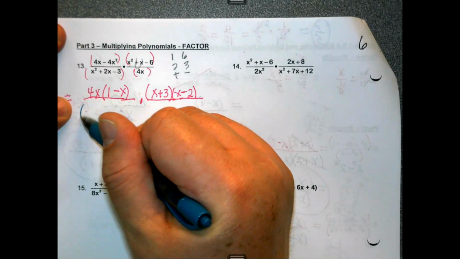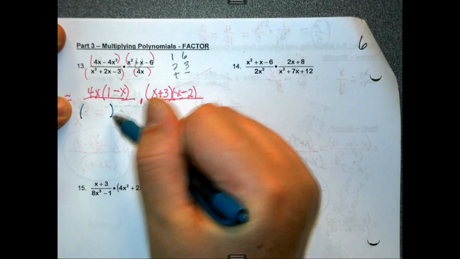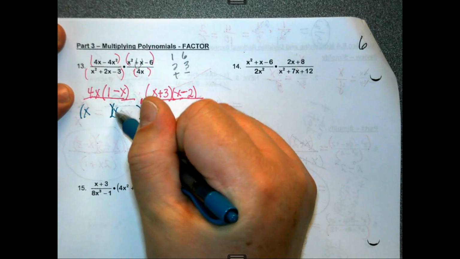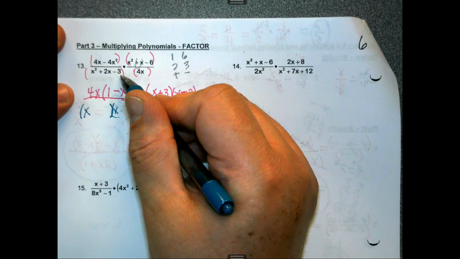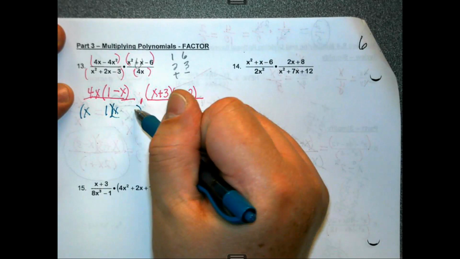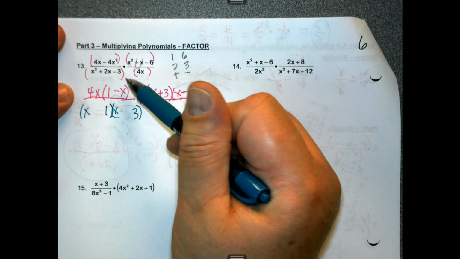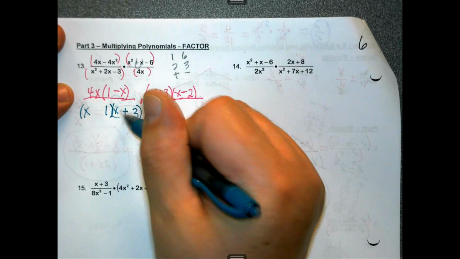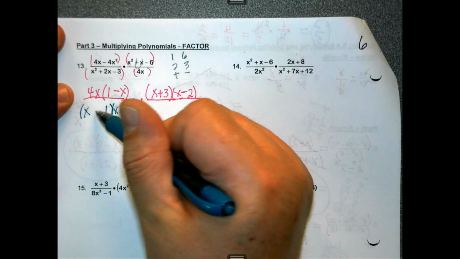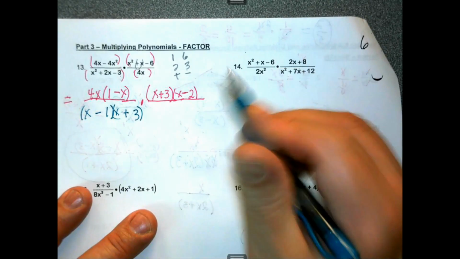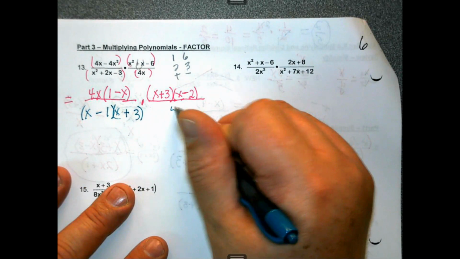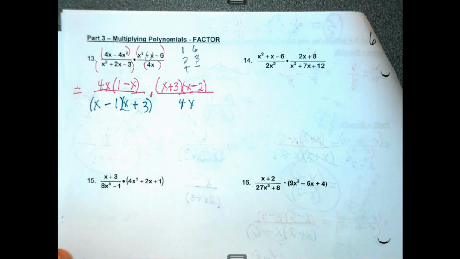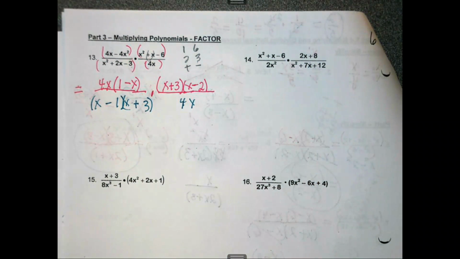Factor x squared, x times x. There's only one way to get 3. That's 1 times 3. And I want 3 to be the bigger one because we want to end up with a positive 2. And then we have 4x. All right, I think I got everything factored.